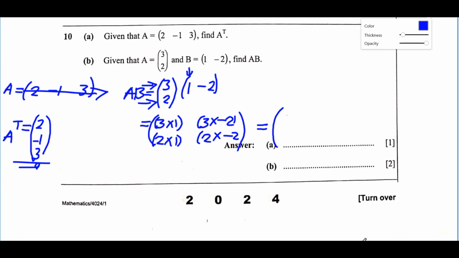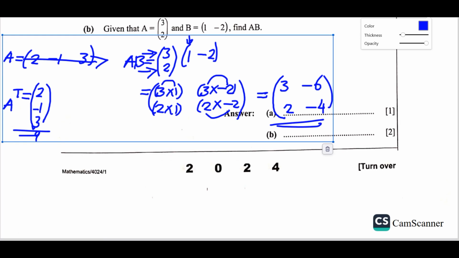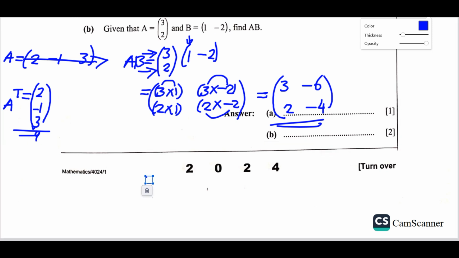So to find our final answer, we'll say 3 times 1 is 3. 3 times negative 2 is negative 6. 2 times 1 is 2. 2 times negative 2 is negative 4. So as we can see, it's very simple. It's something that you can manage as long as you practice a lot. Right, so let's move on to the next question.